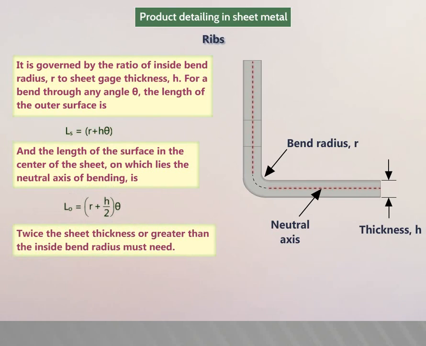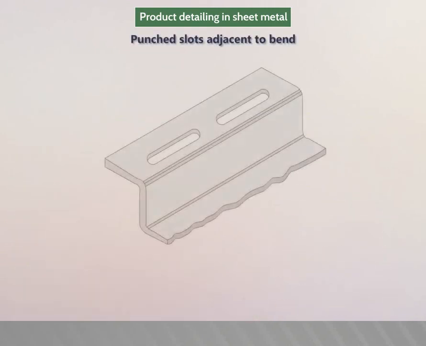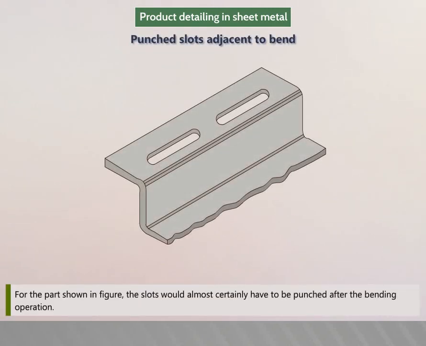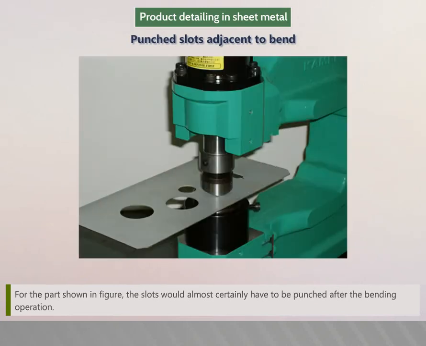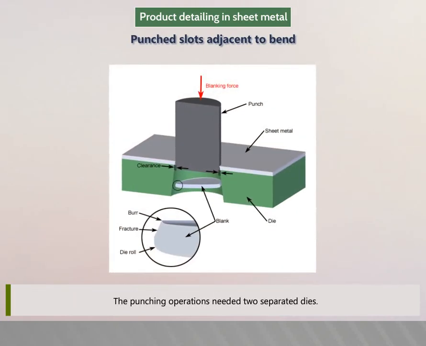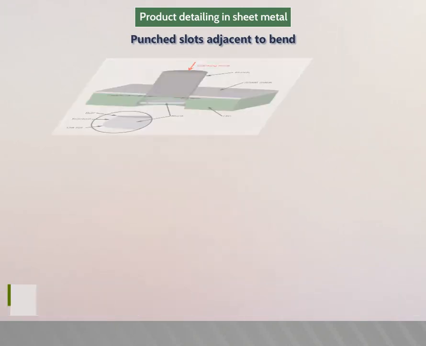If twice the sheet thickness is greater than the inside bend radius, it must need punched slots adjacent to the bend. For the part shown in the figure, the slots would almost certainly have to be punched after the bending operation. The punching operations need two separate dies.